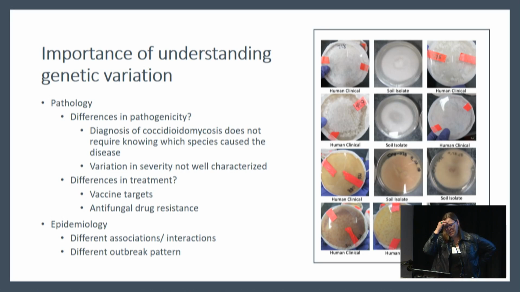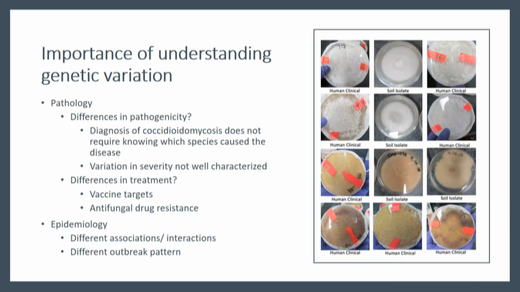The importance of understanding genetic variation, I think I've shown this slide a few times, but I just like to remind everyone, we can do a lot of genome sequencing, but why? Why are we doing that? Why are we trying to understand these populations? For me, it's interesting to think about how that genotypic information can result in phenotypic changes. So are there differences in pathogenicity? Do some of these strains cause more severe disease than others?